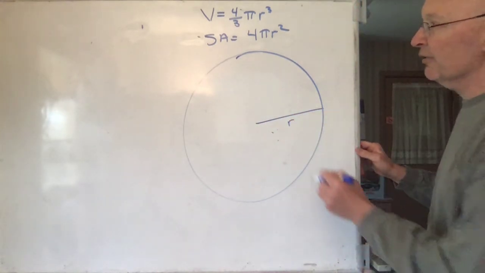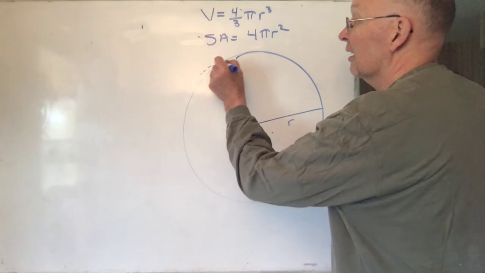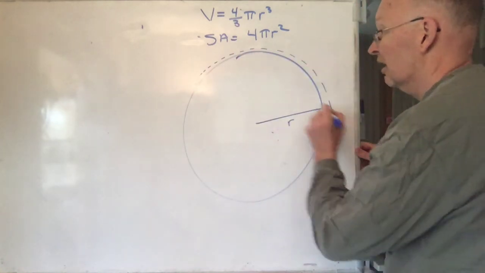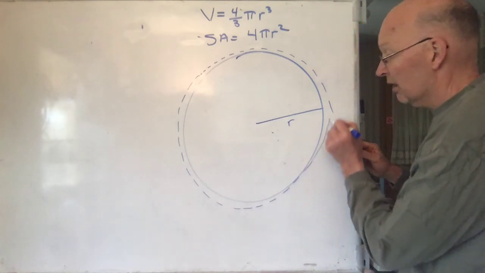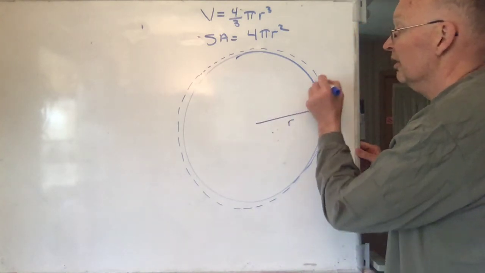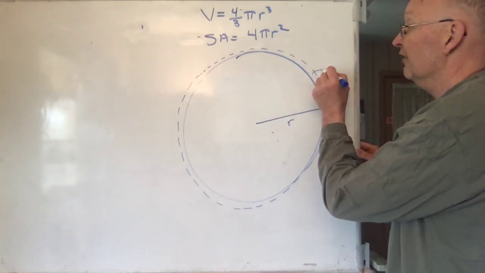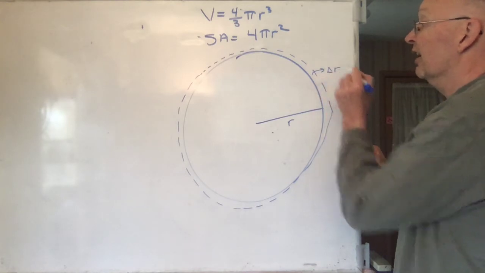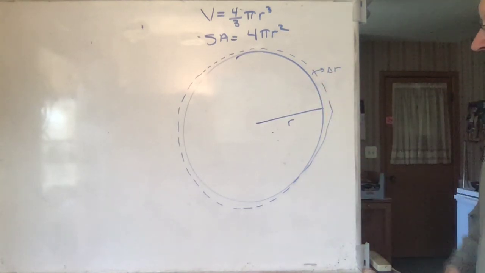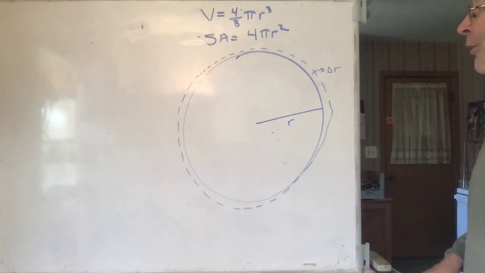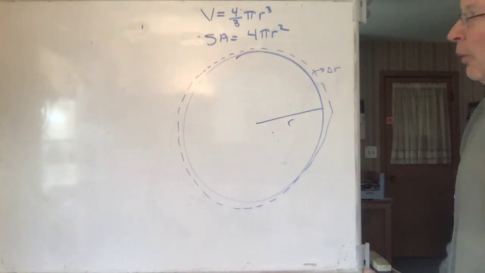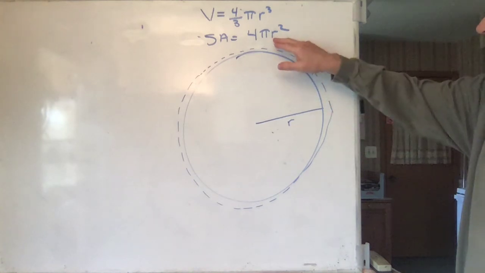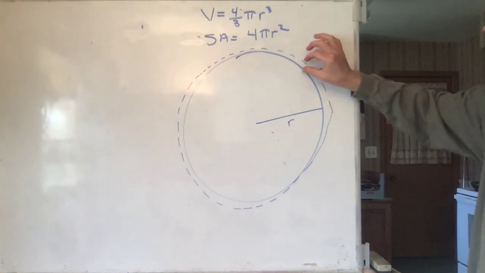And suppose that after you paint it, you've painted it with a thickness of delta r. There's a little thickness delta r. That should be uniform all the way through. The question is, how much paint do you need? Well, one way of doing it is to say, let's take the surface area and multiply the surface area by the thickness.